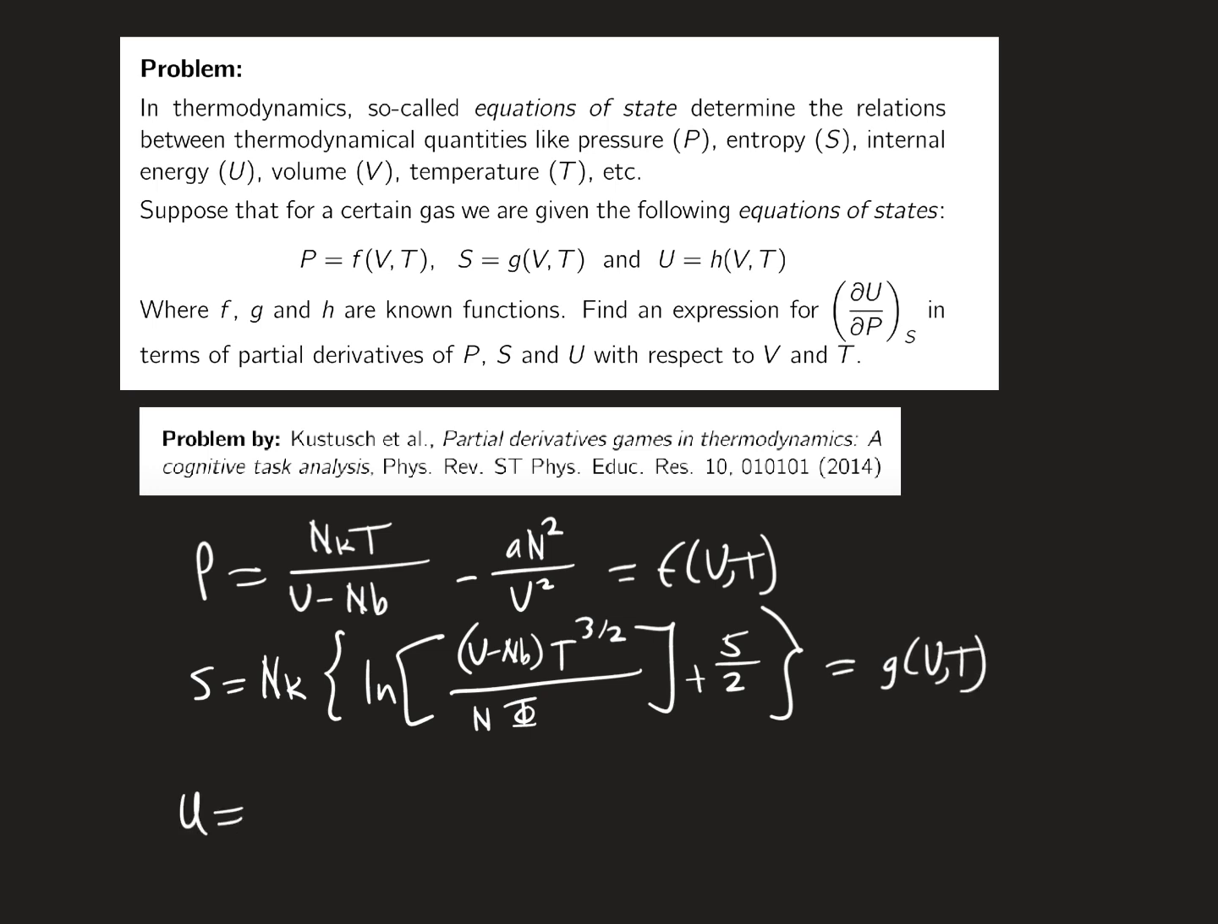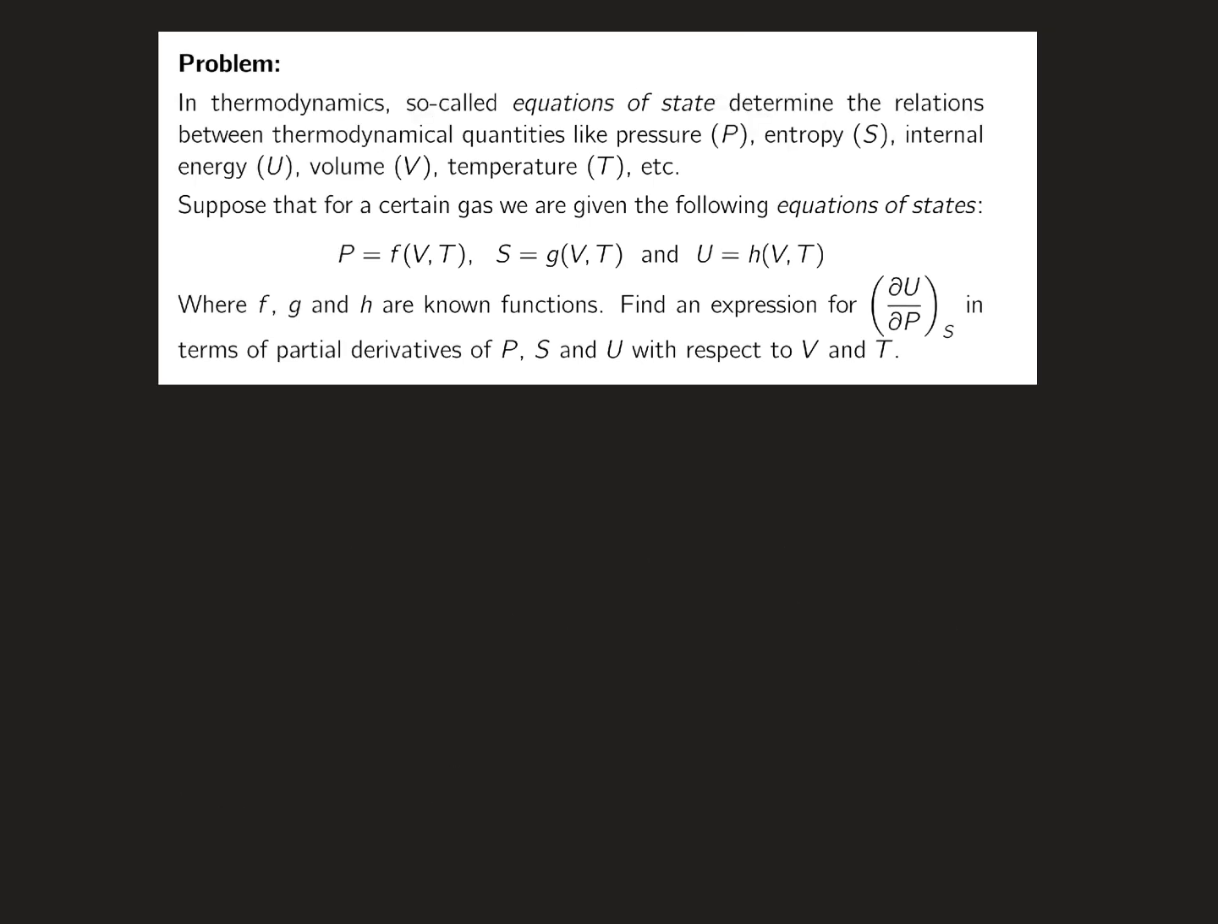And then last we have U, the internal energy. This is 3 over 2 times N times K times T minus A N squared over V. And we see that this is also some function H of the volume and the temperature. Now in this video we will consider the general case, so we will keep F, G, and H some general functions. Now we will determine the partial derivative of U with respect to P, where we keep S constant.